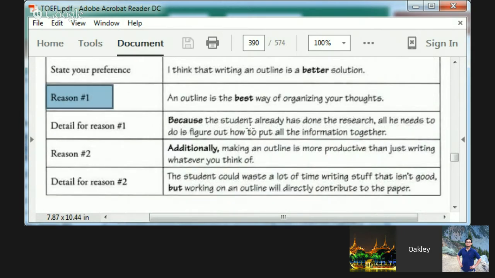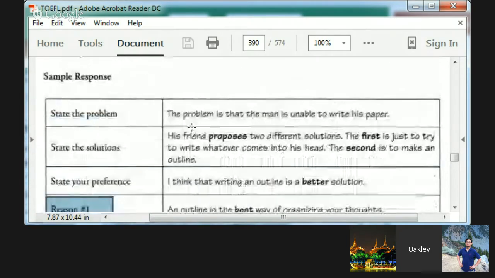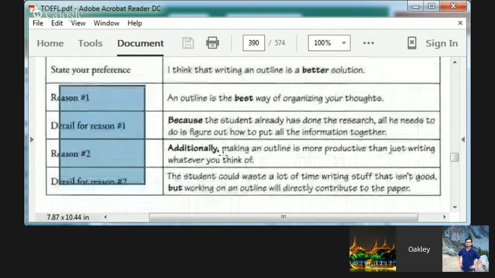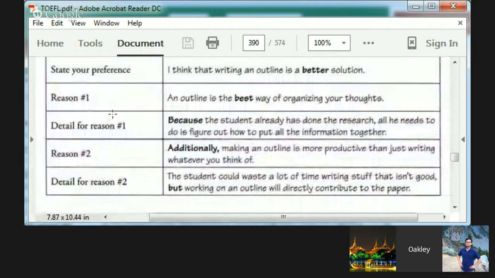Okay, so there it is. That's basically it. Problem, solutions, state your preference, and then why. Always remember this: reason, detail, reason, detail. Always do this. Now, one other thing I could add here: your detail. Feel free to add examples from your own real-life experience. That's perfectly okay. In fact, it's a much easier way to add detail when we're familiar with something.